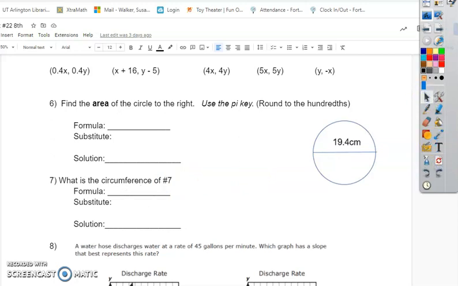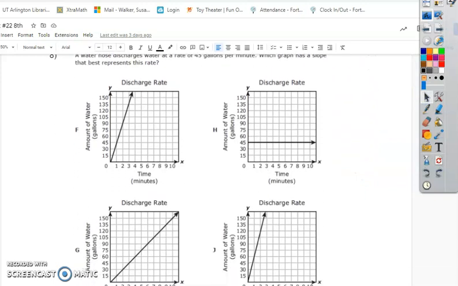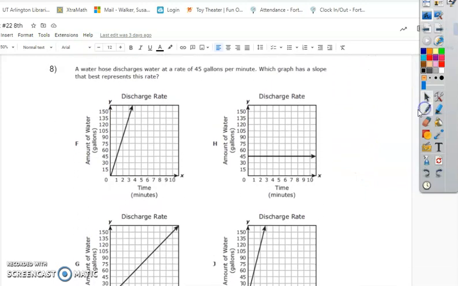And last but not least, number 8, I did a shorter one today. A water hose discharges water at a rate of 45 gallons per minute. There's my rate, my unit rate. Which graph has a slope that best represents this rate? Okay, so remember, X, Y. X is almost always time. Remember that old watch? Time, X.